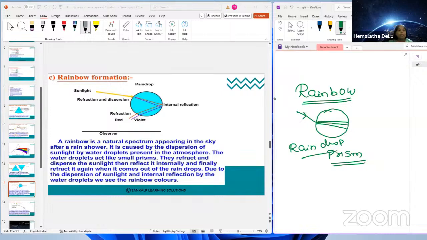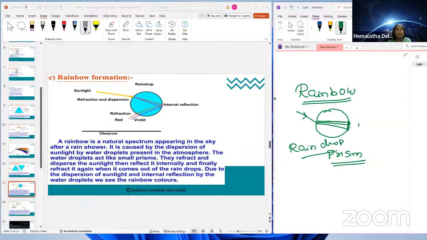This is only 3 colors, 3 lines I wrote for simplification. Now one more thing happens here. The dispersion of the colors takes place inside the raindrop. Here it won't come back from this side. If it comes back from this side, you won't observe a rainbow. Now what happens at this phase? It is the denser medium. This is a denser medium for that. So at this phase, what happens?